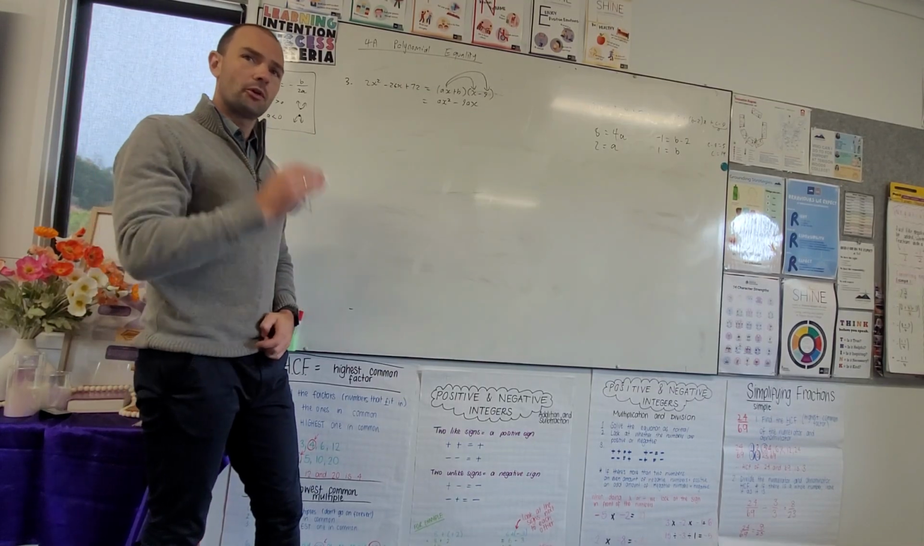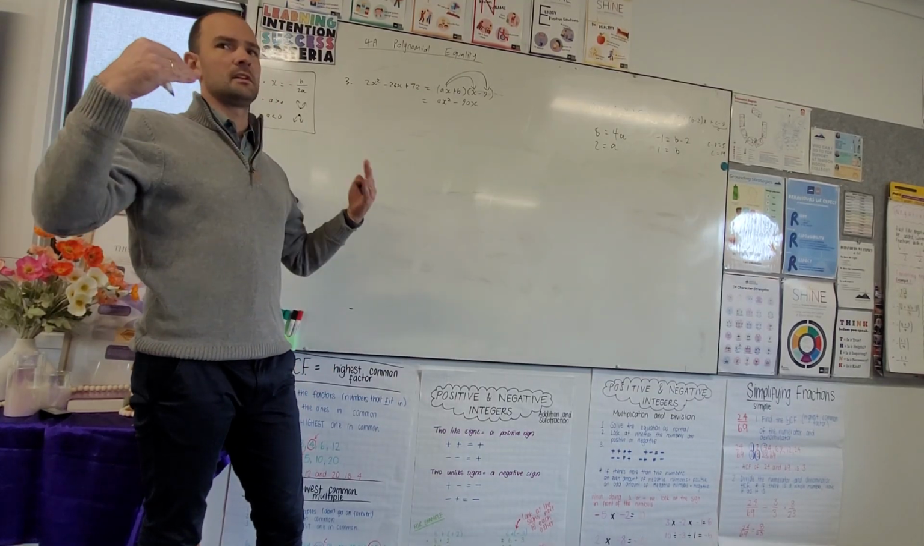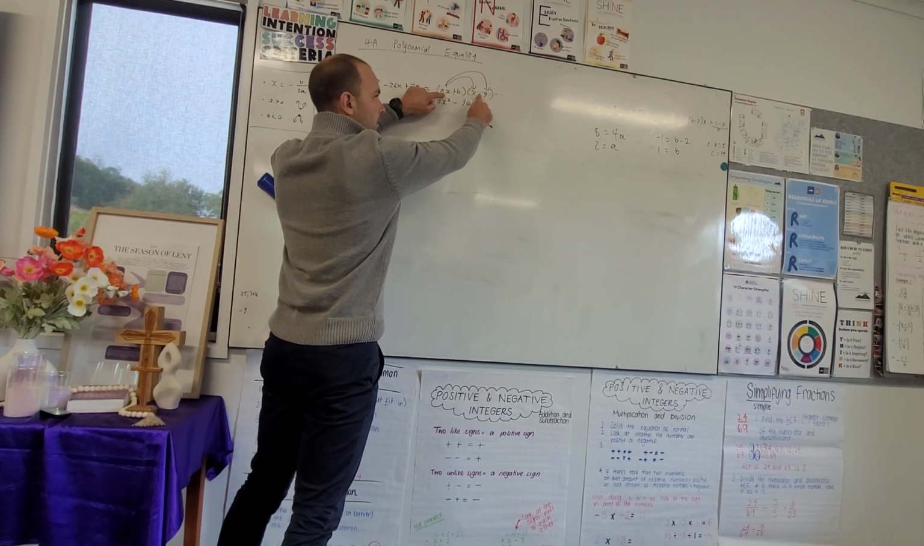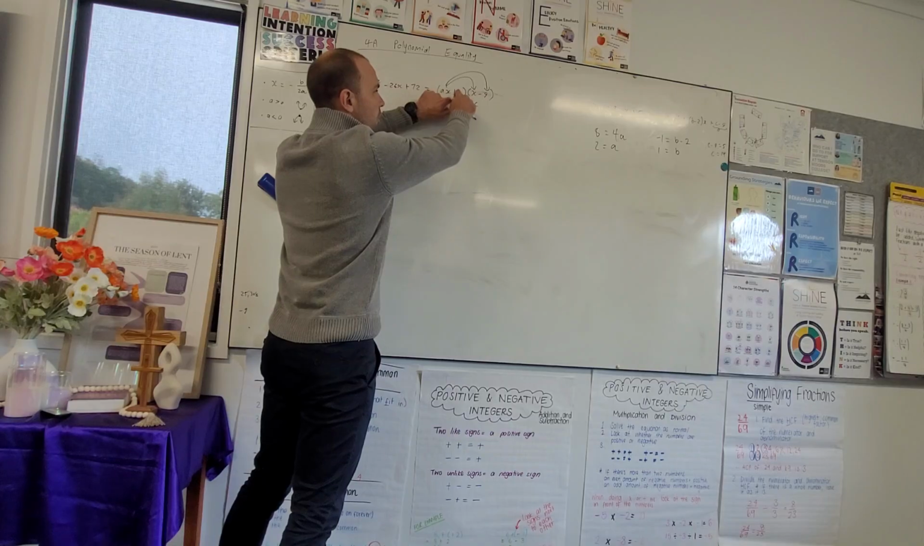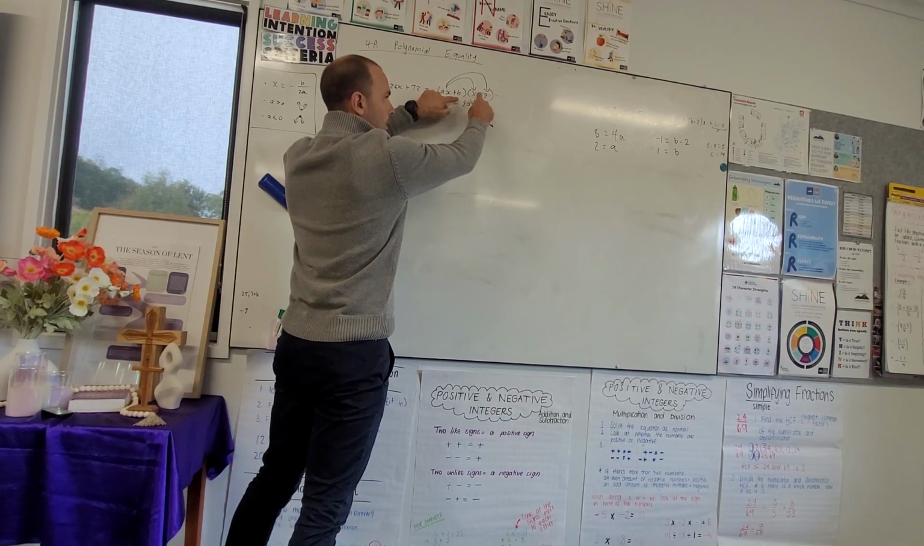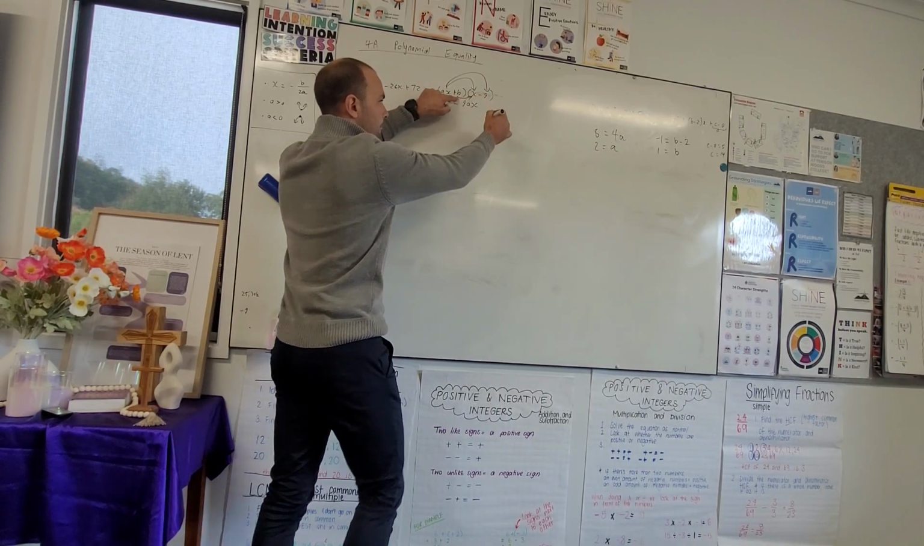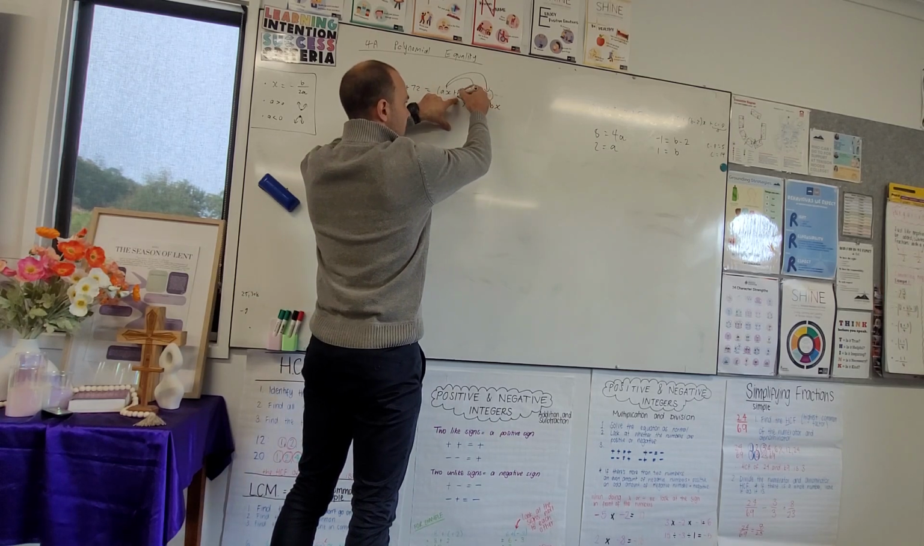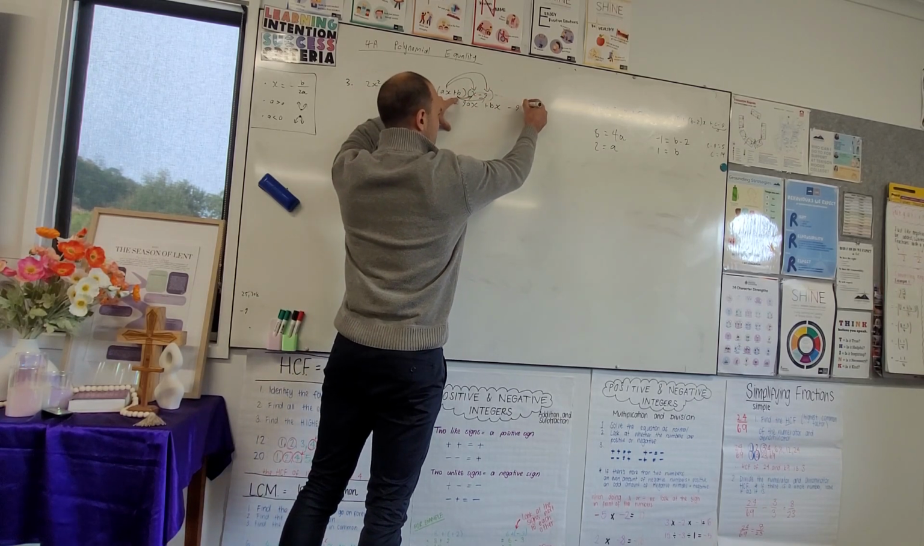So basically what I'm doing, rather than thinking of FOIL as a maths teacher, I'm going, this term needs to multiply both of these, and then this term also needs to multiply both of these. So then I do, okay, now b times x, that's going to be plus bx, and b times minus 9, that's going to be minus 9b.